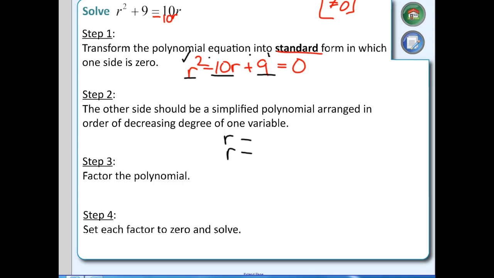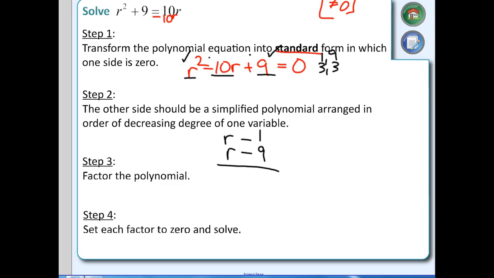I need factors of 9 that will somehow give me that 10 in the middle. Am I going to use 1 and 9, or am I going to use 3 and 3? Well, 1 and 9 is going to work because when I add them together, I get 10. So we've got 1 and 9.